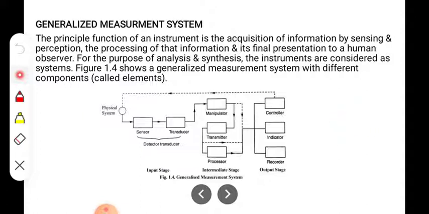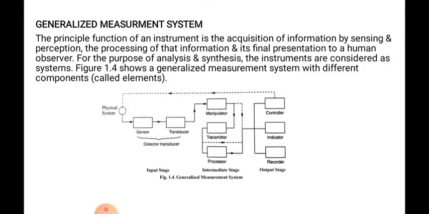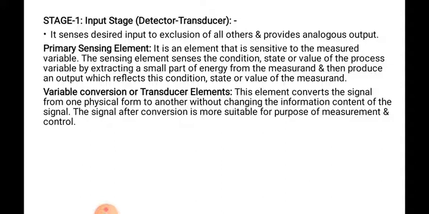Now the very first element is stage 1, the input stage, the detector transducer. It senses the desired input to the exclusion of all others and provides an analog output. Means that the primary sensing element senses the information and gives it in the form of analog. It is an element that is sensitive to the measurement variable. The sensing element senses the condition, state or value of the process variable by extracting a small part of energy from the measurement, and then produces an output which reflects this condition, state or value of the measurement.